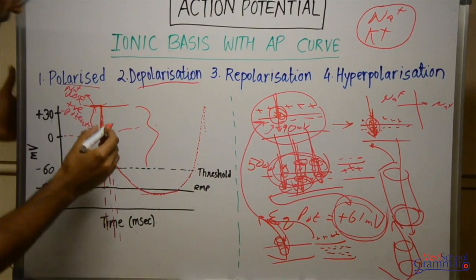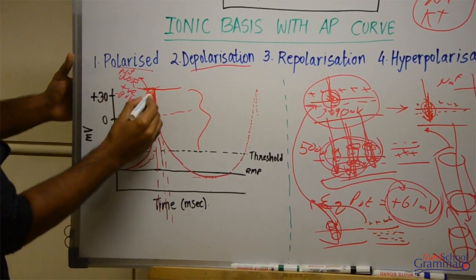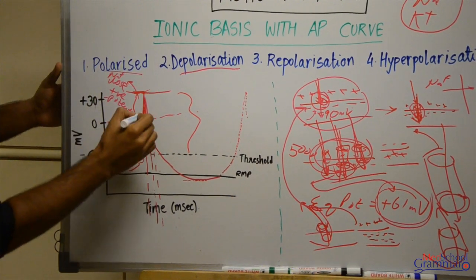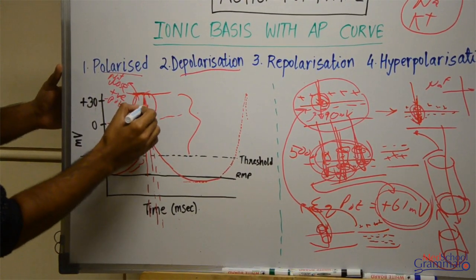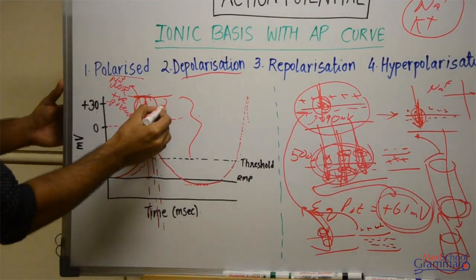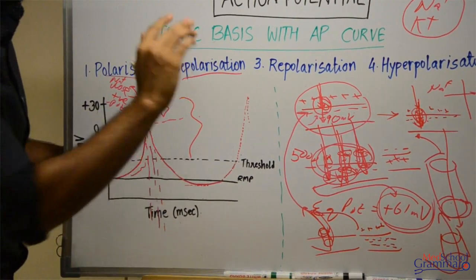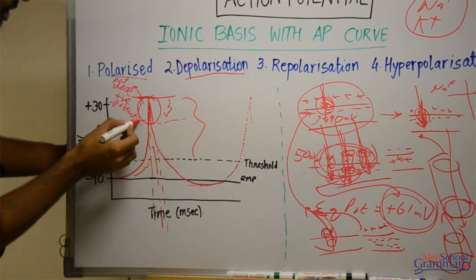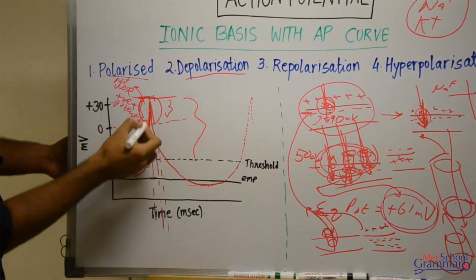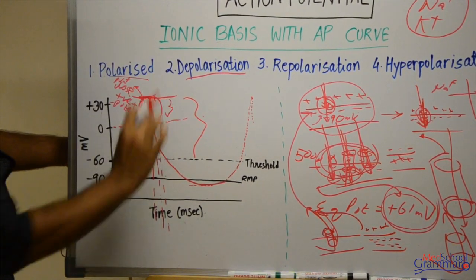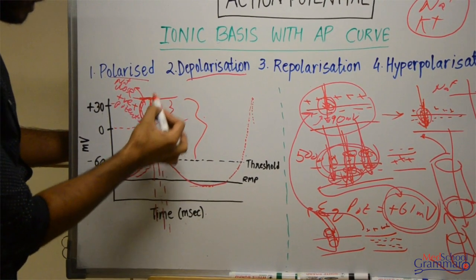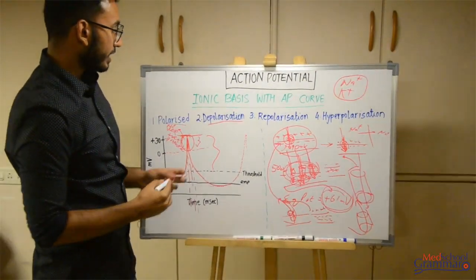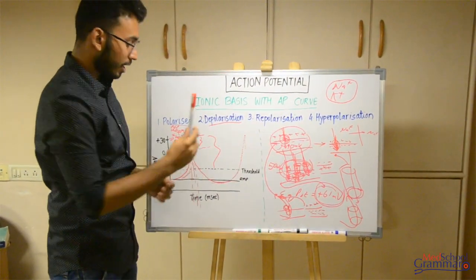Just one more point here: this phase of quick depolarization and quick repolarization appears like a spike. So this is known as spike potential. Don't get confused between the overshoot potential and the spike potential. Overshoot potential is the amount of positive potential reached. Spike potential is quick depolarization plus quick repolarization, because it represents a spike. So that is all about the ionic basis of action potential along with its curve.